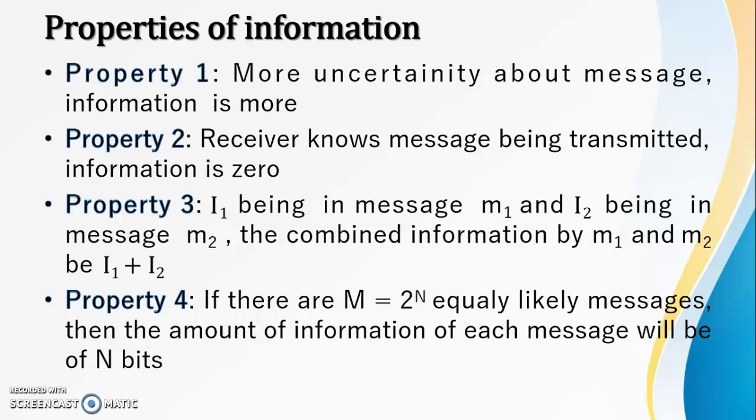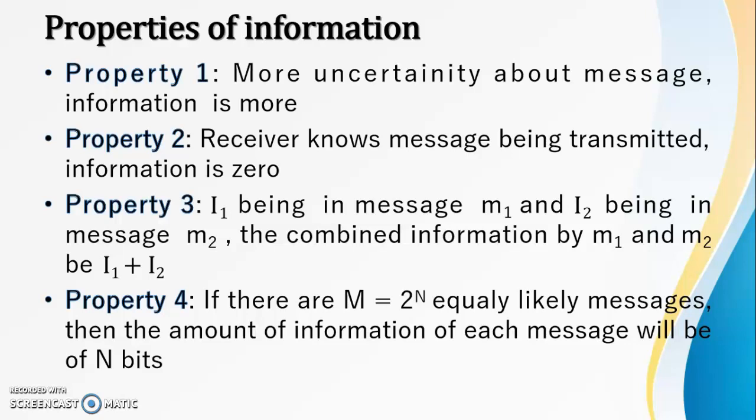The first property is, if there is more uncertainty about a message, it means information is more. The second one is, if the receiver knows the message being transmitted, then information is 0. That is, if the probability of occurring of an event is 1, then information of this event becomes 0.